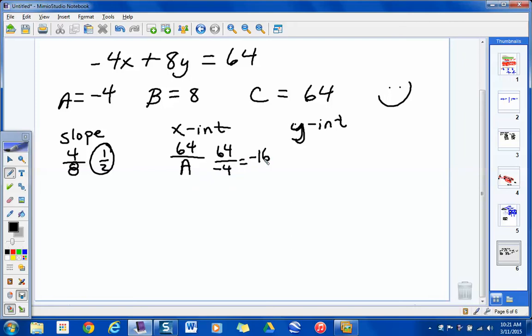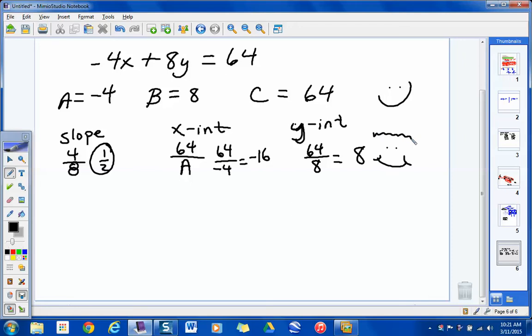How about the y-intercept? Should be able to shoot this. 64 divided by 8. Okay. That's an answer. 8. Okay. All right, no more. No backside.